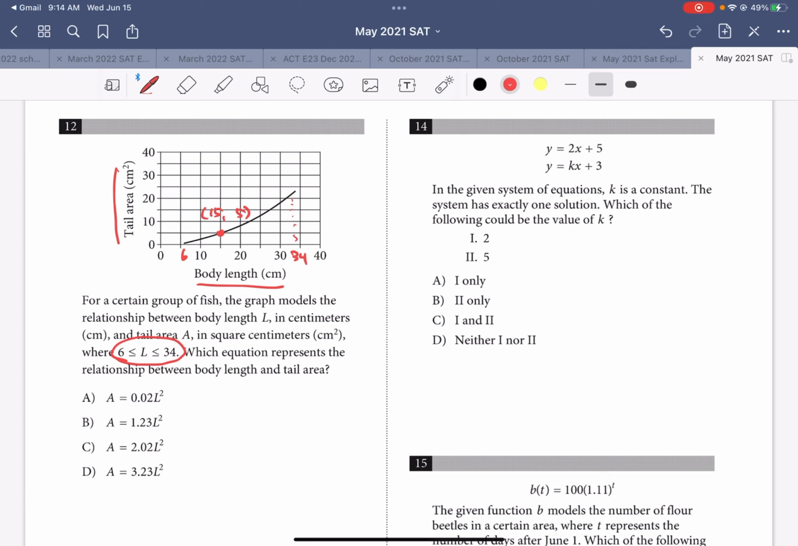So you see that this one here has L square, a certain coefficient times L square, which is 15 square. Which one gives you 5, right? So A is 5 over 15 square, which is 225. When you calculate 5 over 225, that's around 0.02. So answer A. Okay, also plug it in.